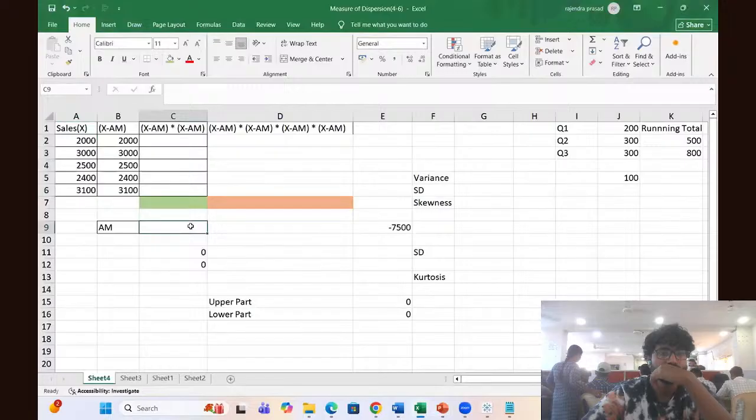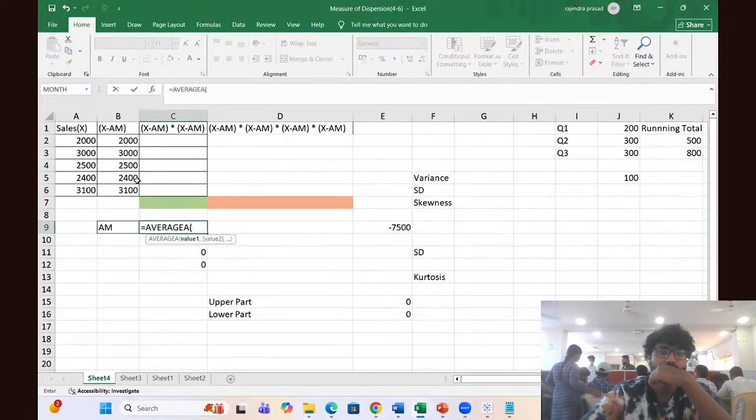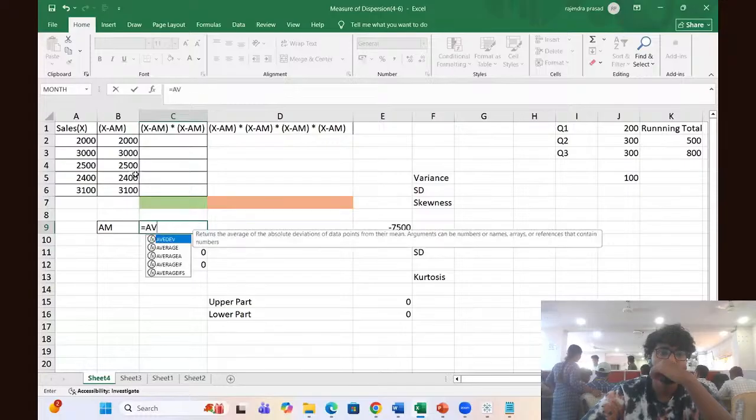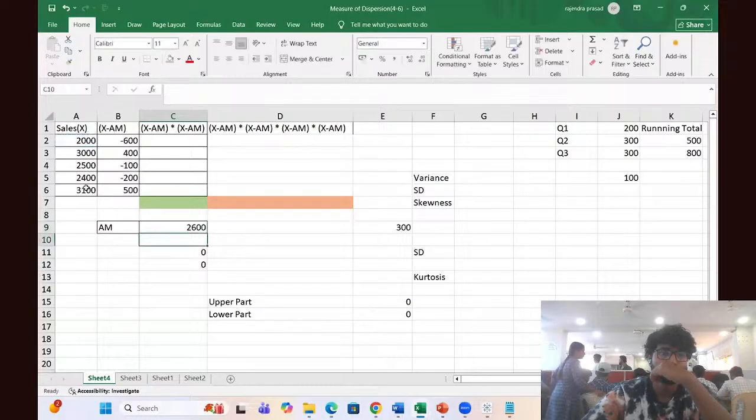So what is the arithmetic mean? Sum of the observations by the number of observations. Let's go by average. Average of these particular values. So what is this average saying? On an average, every day you get a sale amount of 2,600 rupees. Clear? Okay.